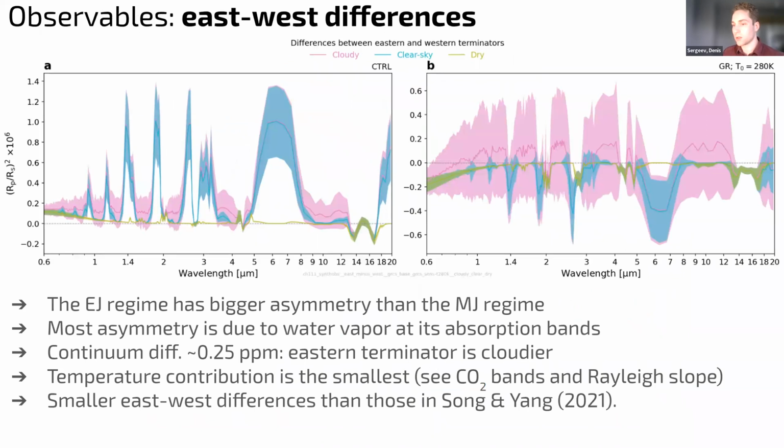And the final note is that the temperature contribution is the smallest, unsurprisingly, and it's seen mostly in the CO2 bands and also the Rayleigh slope in the shorter wavelengths. Also interesting to note is that these east-west differences are much smaller than those reported by Sung and Yang in their recent paper, probably because they used ExoCAM, which is known to have higher water vapor content in the upper atmosphere and also higher clouds. So it would be interesting to use more models to compare east-west differences and possibly to try to determine if particular circulation regimes lead to differences in the transmission spectrum.